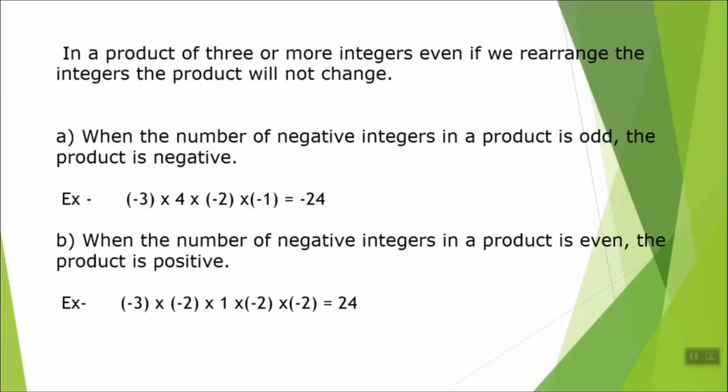And in the second case, if the number of negative integers is even, then the product is always positive. Like the example says 3, 2, 1, 2, 2. Here there are 4 negative integers and 4 is even in number. So the product is positive.